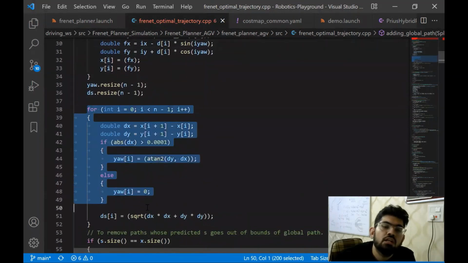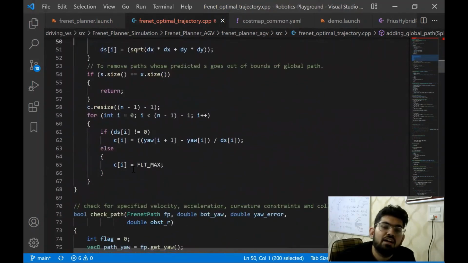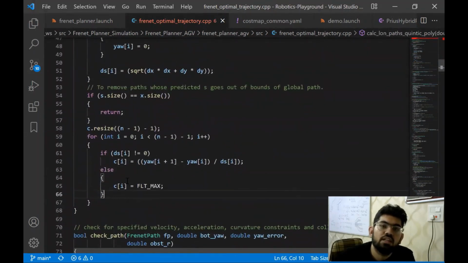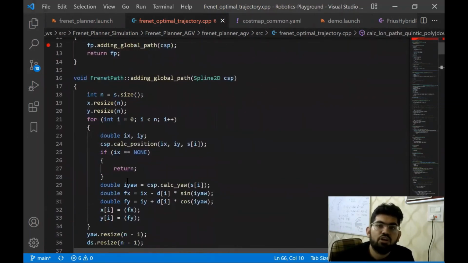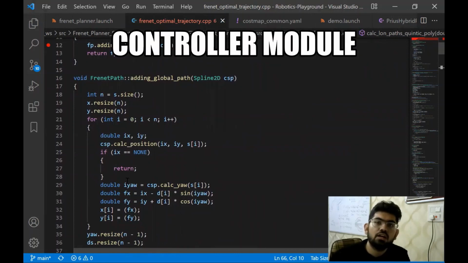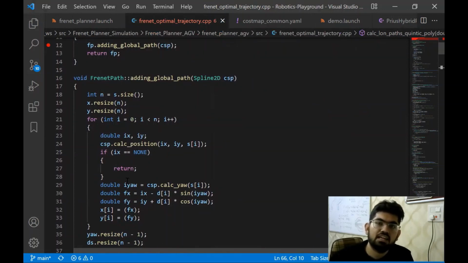Finally, in the below code, we discretize all the different values that we calculated and store them in a list-based format. These global X and Y coordinates are then sent to the controller part of the self-driving car. The controller part can then on its own decide how to follow those given X and Y points.